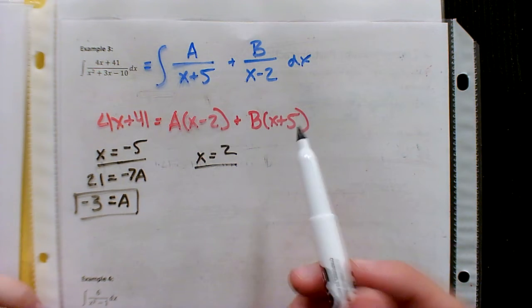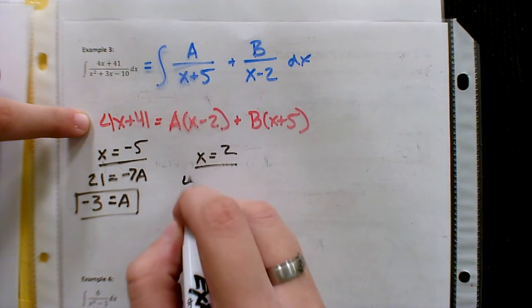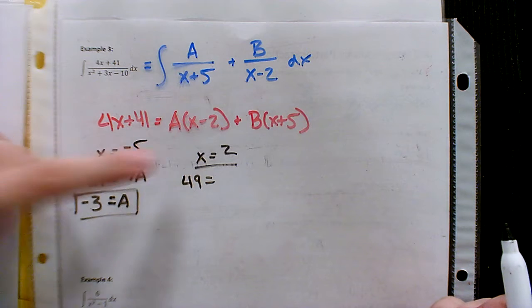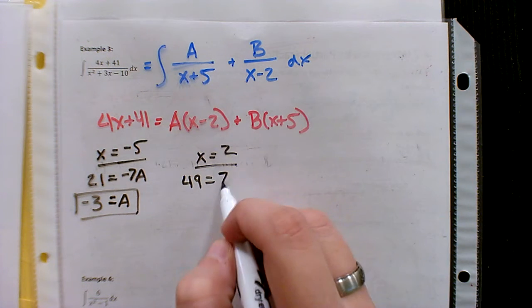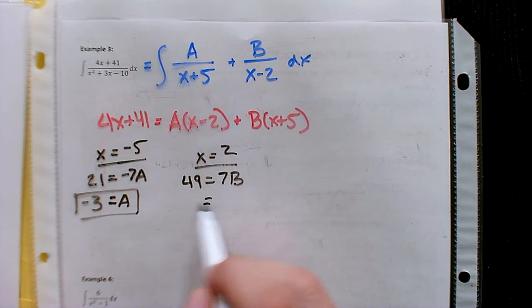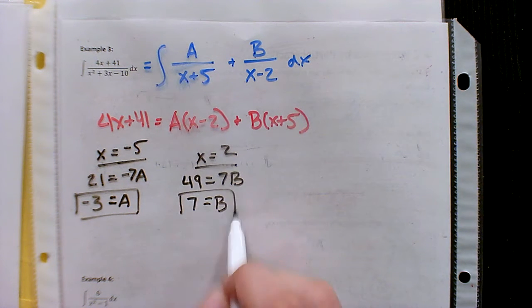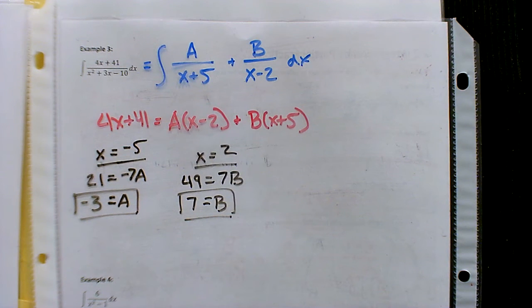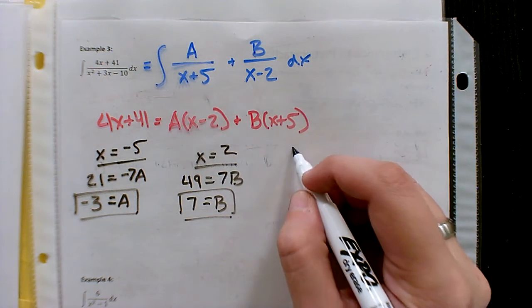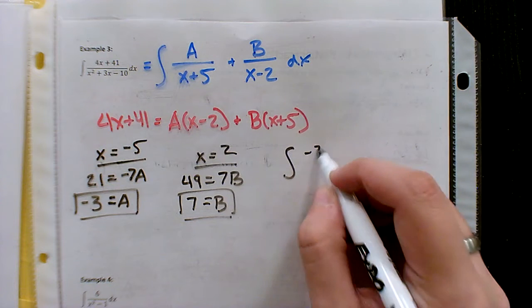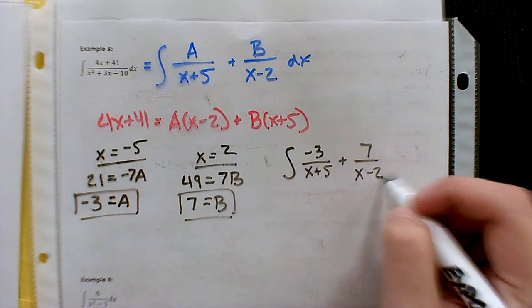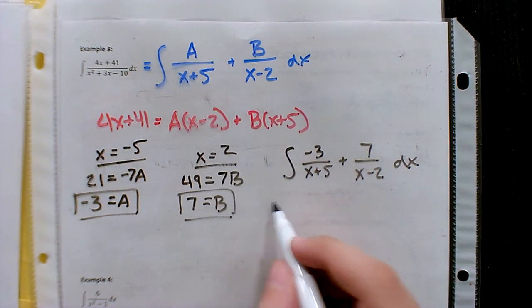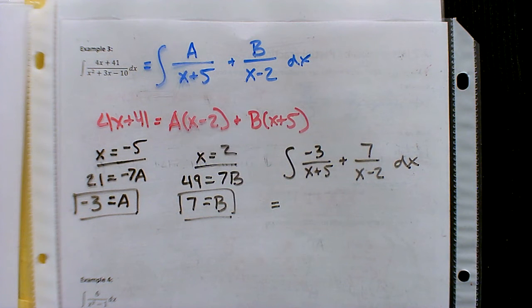If we plug in 2, 8 plus 41 would give us 49. Plugging in 2 would cancel out the A, and give us a 7B. So solving for B looks like we get 7. So with these temporary numerators that we now found, we're going to integrate the two partial fractions to figure out the antiderivative of the original fraction that we had.